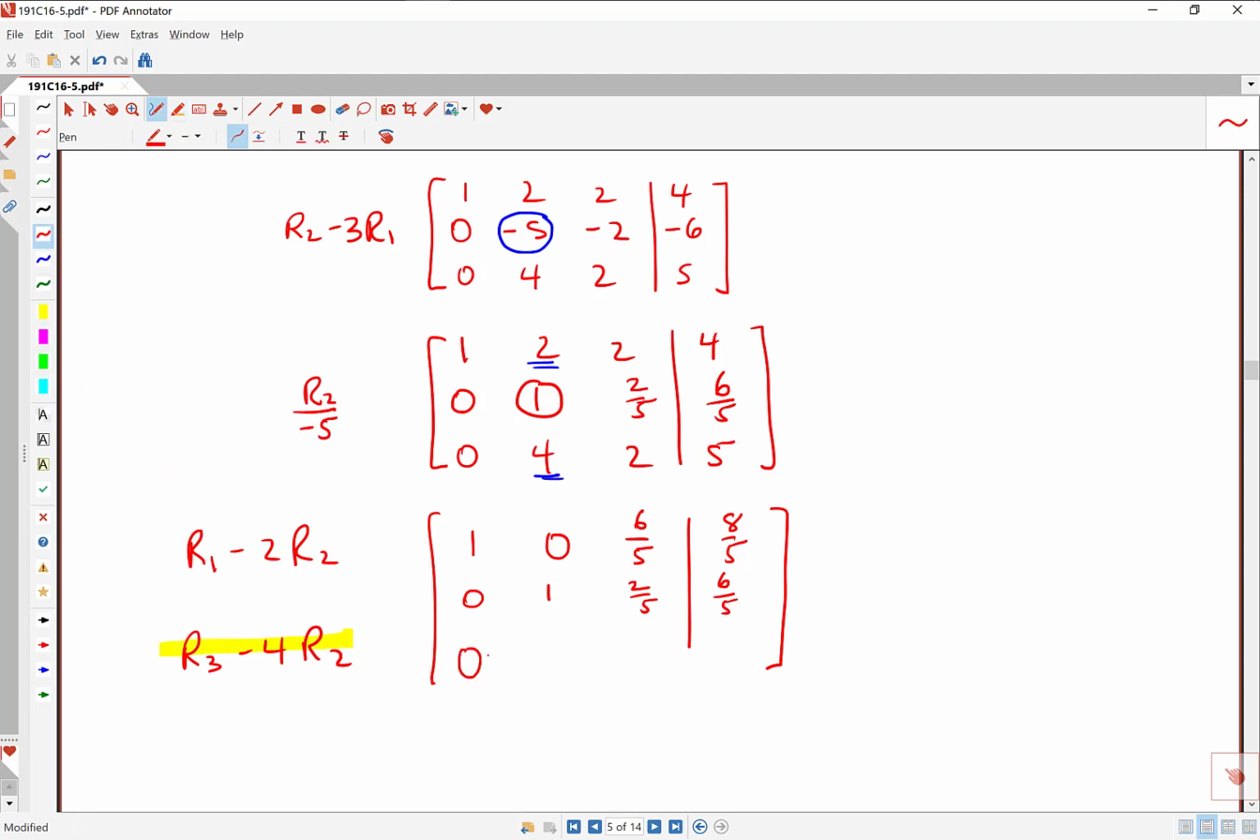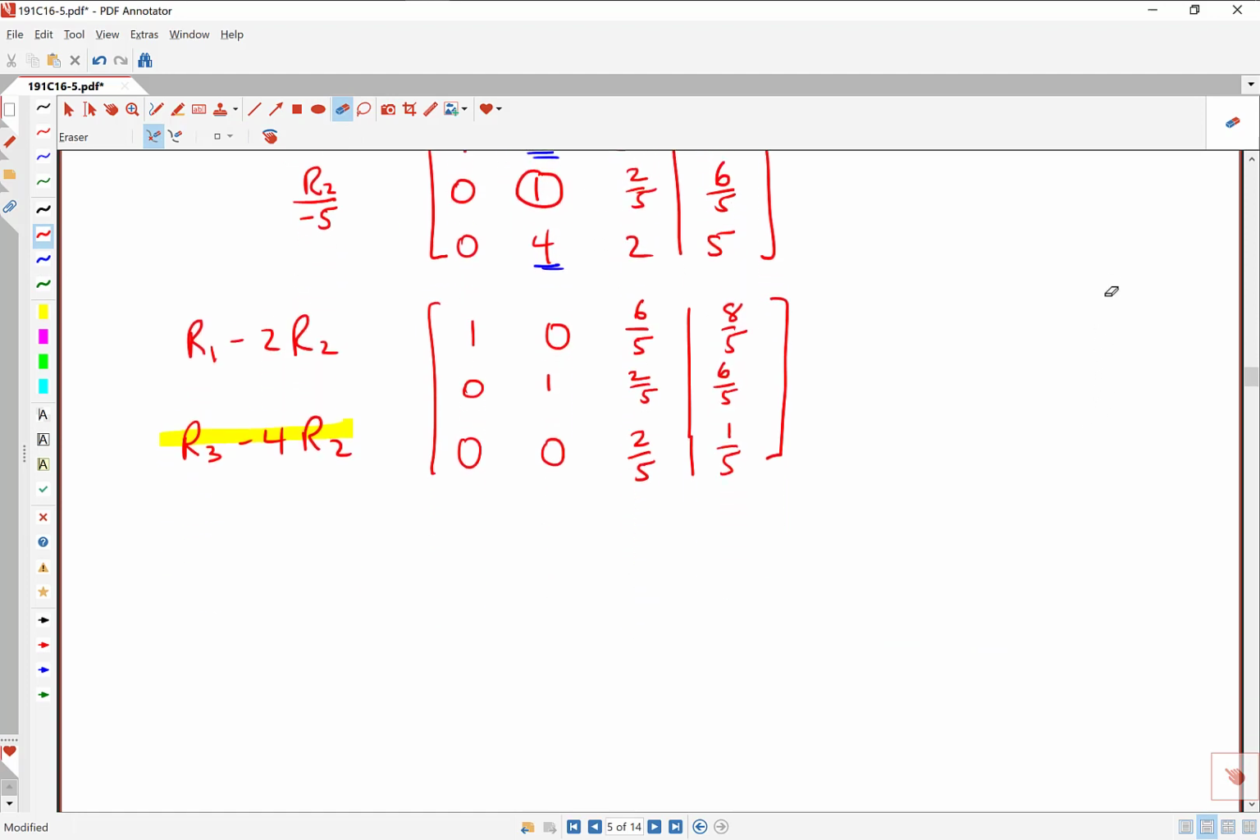So we're going to have 0, 0, 2 minus 4 times 2/5. Okay, so that's like 10/5 minus 8/5, which is going to give us 2/5. And then over on the right side, again, let's do just a little bit of rough work on the side. We'd have to do 5 minus 4 times 6/5. So that's like 25/5 minus 24/5, which would give us 1/5.